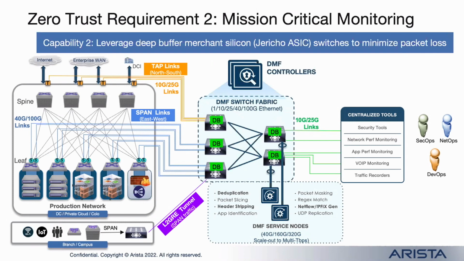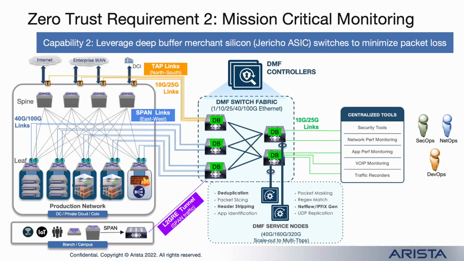Well, for this, there's a tried and true method in production data centers: use deep buffer switches. Merchant silicons are available to do deep buffer switching, and these are from the Broadcom Jericho family of ASICs. Interestingly, Arista has a large family of switches built with the Jericho ASIC, all the way from 10 gig, 25 gig, 100 gig, 400 gig, with a variety of port density.